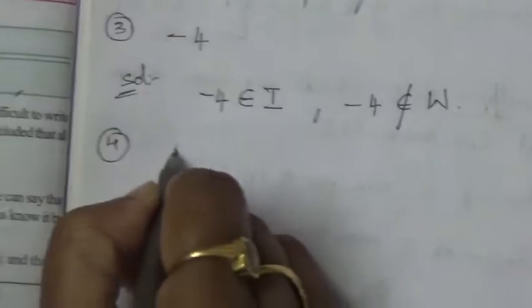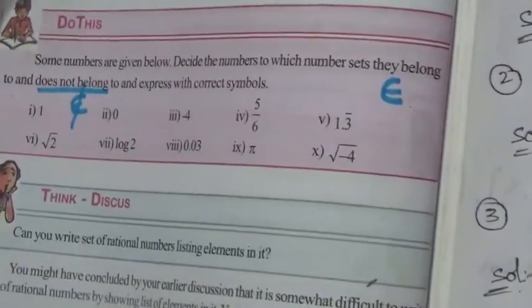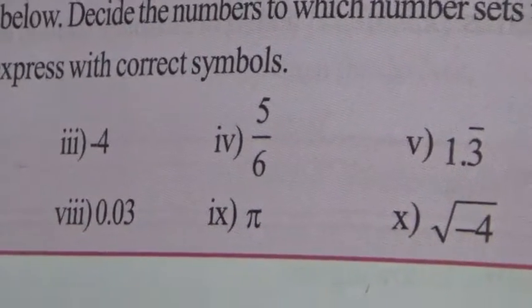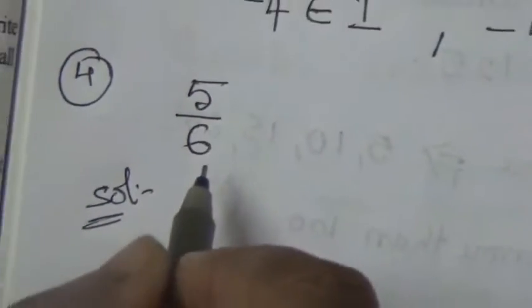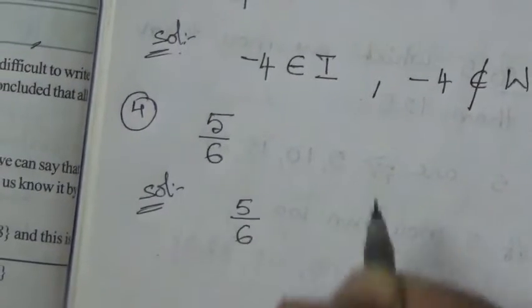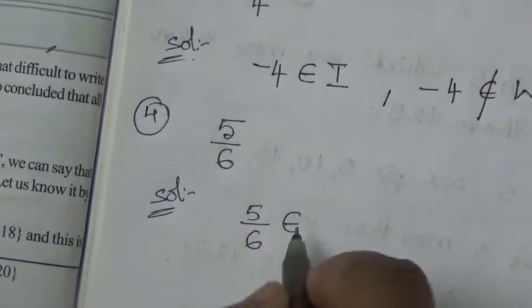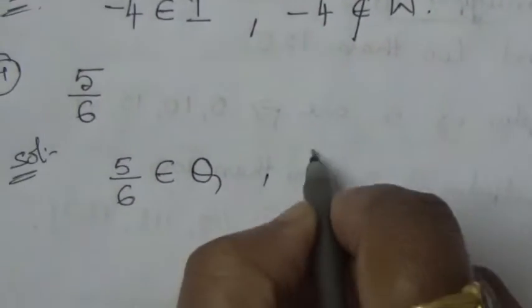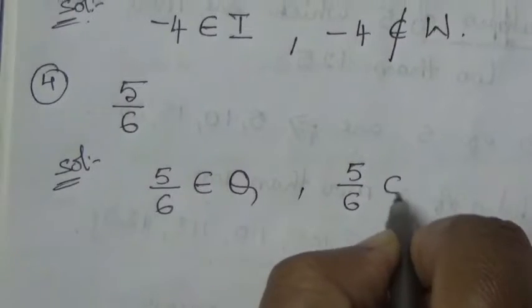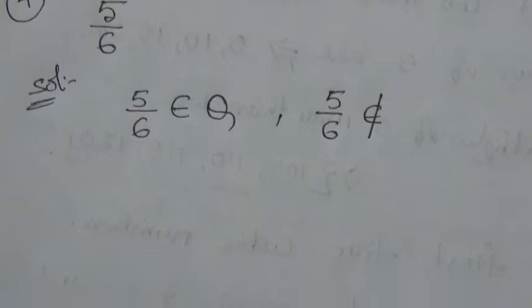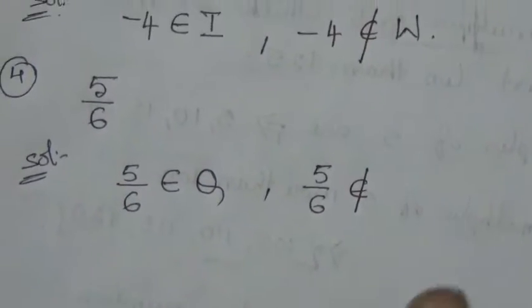Fourth one, 5/6. 5/6 is in the form of p/q, right? In the first chapter you learned about rational numbers, that is in p/q form. So now 5/6 is in p/q form. Hence 5/6 belongs to rational numbers, and 5/6 does not belong to natural numbers, does not belong to whole numbers, does not belong to integers. Whatever you want you can write here, right?